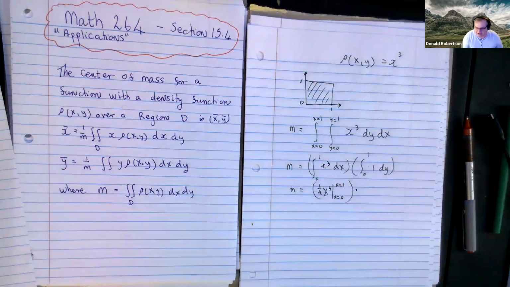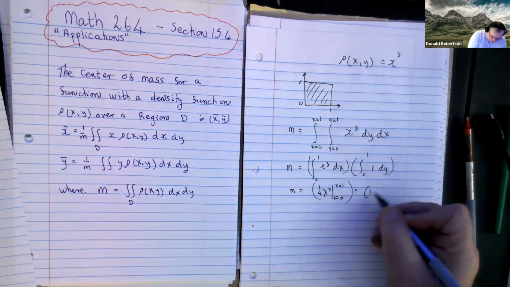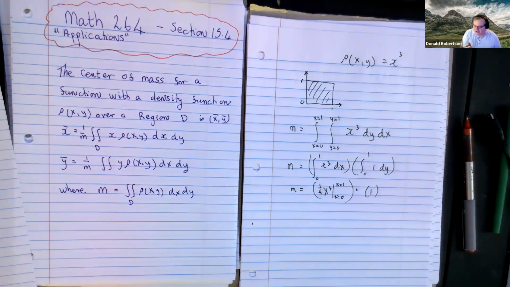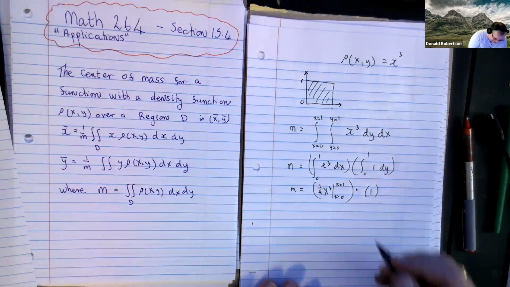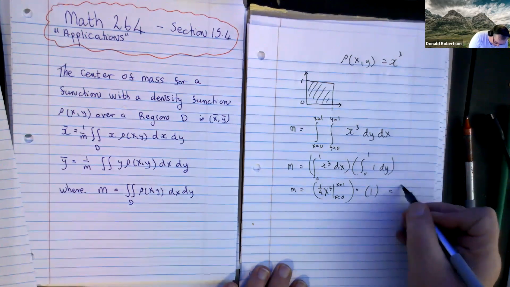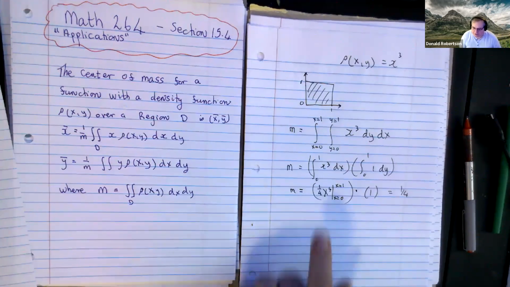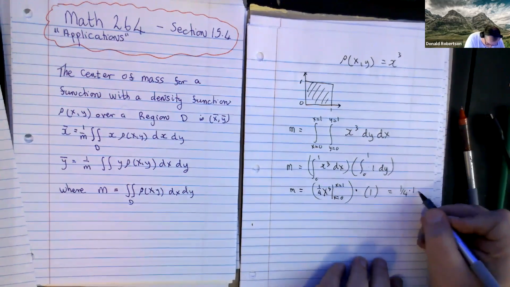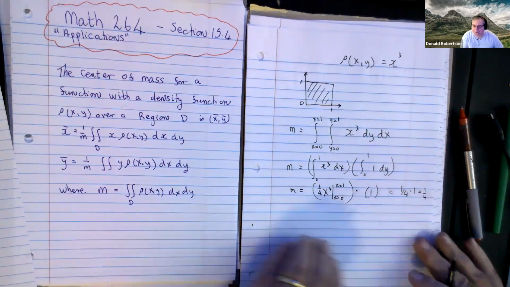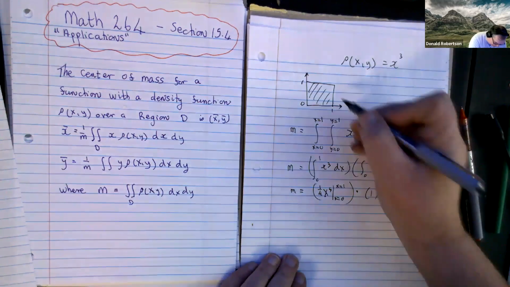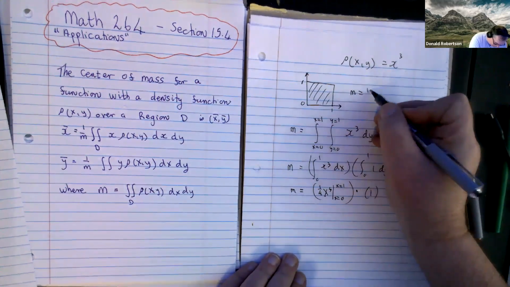And this guy's dead easy, it's 1. You can check it out, but he's 1. And this guy, well, he ends up being a quarter. So a quarter times 1 gets you a quarter. So the total mass of this is a quarter.